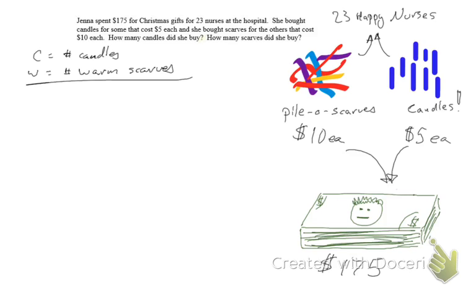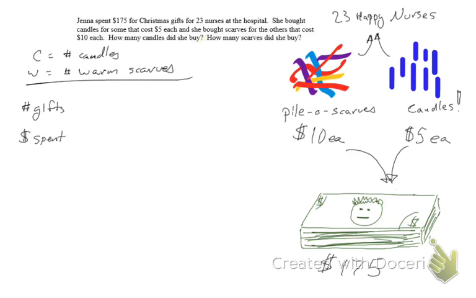Once I've defined my variables, then I need to start finding some equations. And there's two important pieces of information here. One of them is about the number of gifts. The other piece of information is about the dollars spent. And each of those pieces of information should let me get an equation.